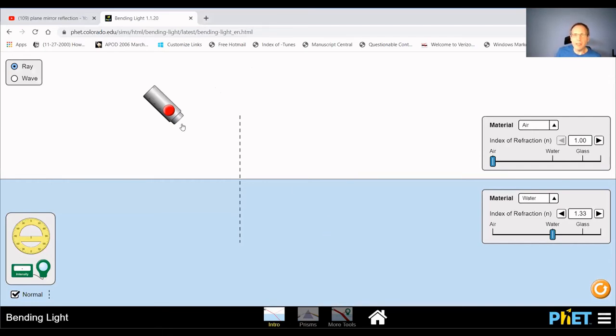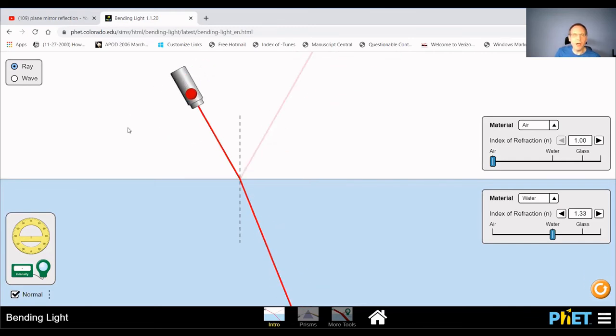Here, this material in the white is going to be air, and the one in the blue is going to be water. That's the default, so make sure that you keep that. So air into water. Now we can vary the angle of this laser beam. So here's the laser beam.